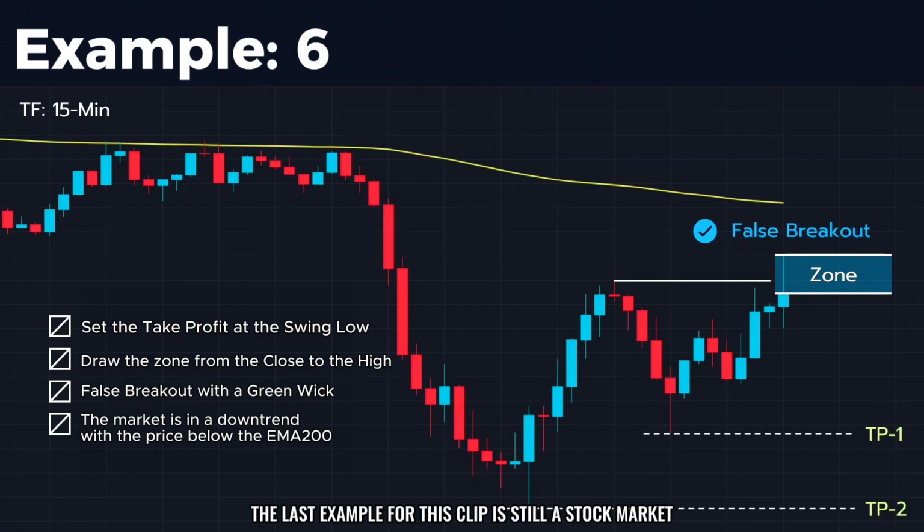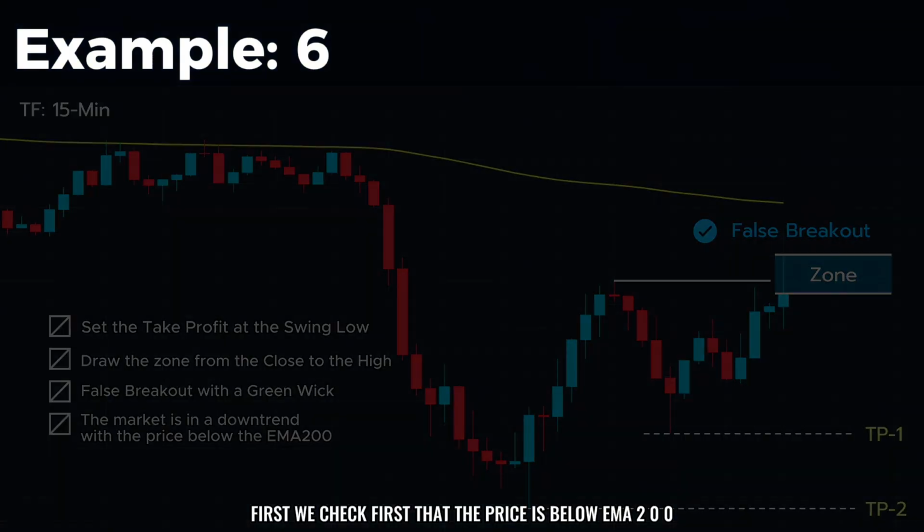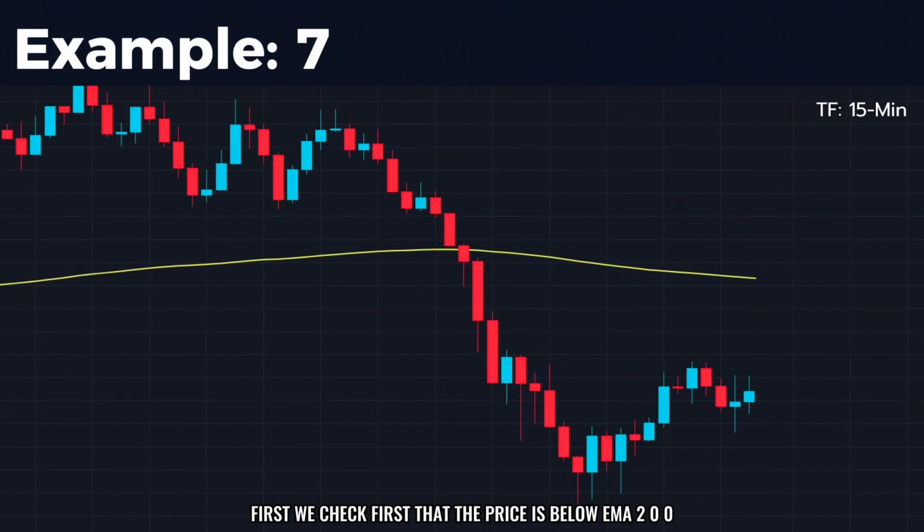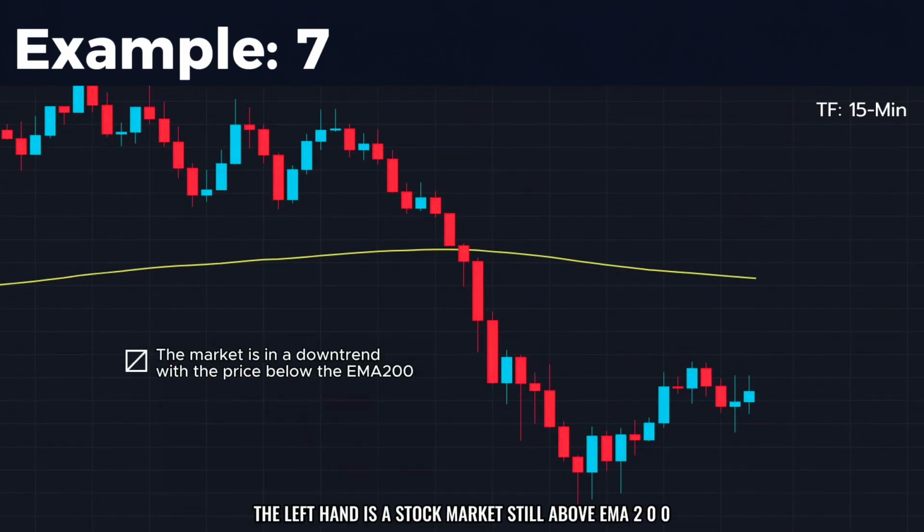The last example for this clip is still a rising market. First, we check that the price is below EMA 200. The left hand is a rising market, still above EMA 200. But when the price falls, it is considered to pass the filter. When the price goes down for a long time, there will be a turn back, leaving a resistance for us. This point can be used.